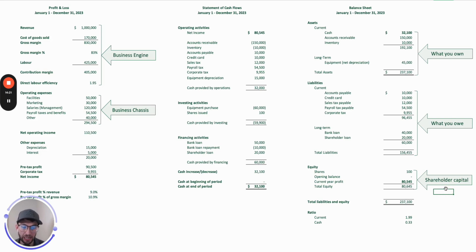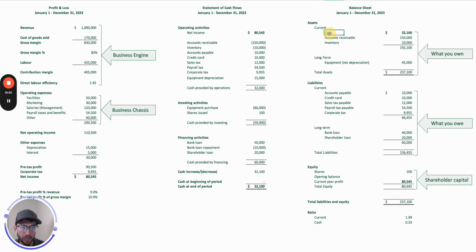So in theory, if you were to liquidate this business, there would be $80,645 that could go to the shareholders. Now, within that, we have what you own, known as assets, current and long-term. Current is going to be less than a year in terms of when you can turn it into cash. Long-term is going to be something that's usually around for longer than a year. Same on the liabilities side, current less than a year, long-term more than a year.